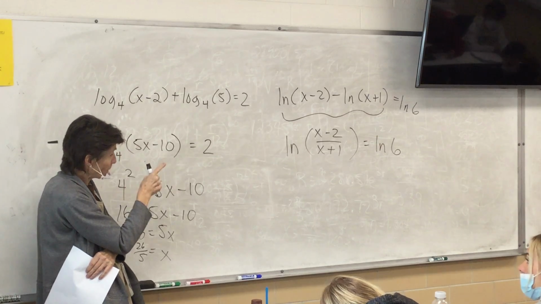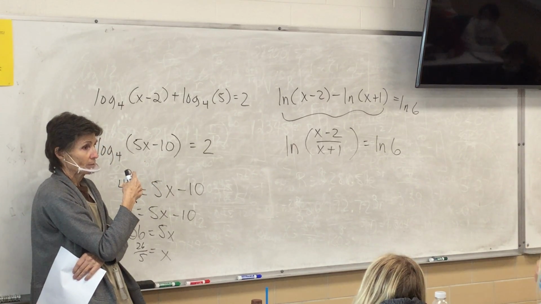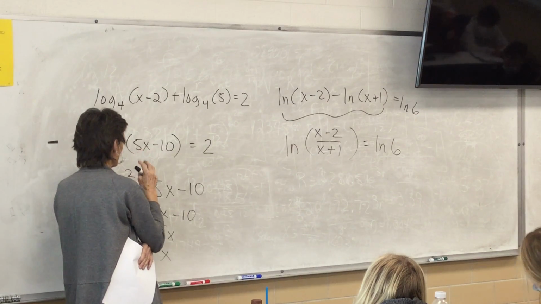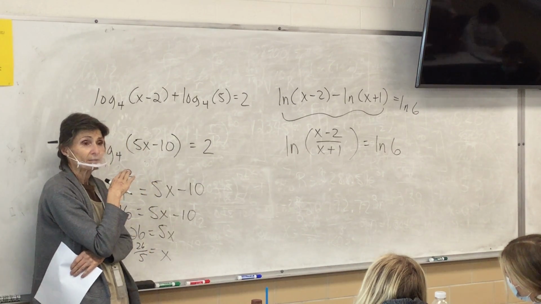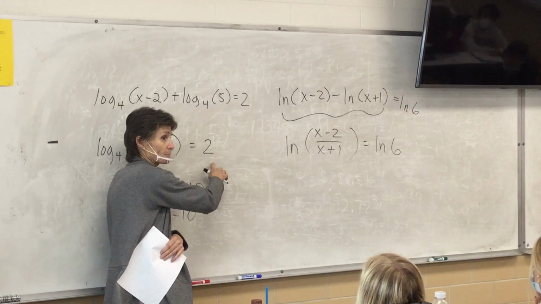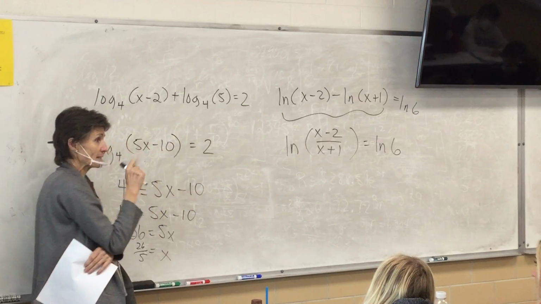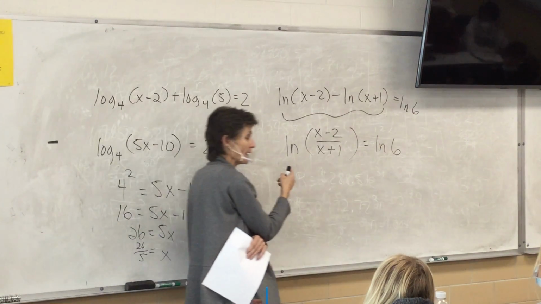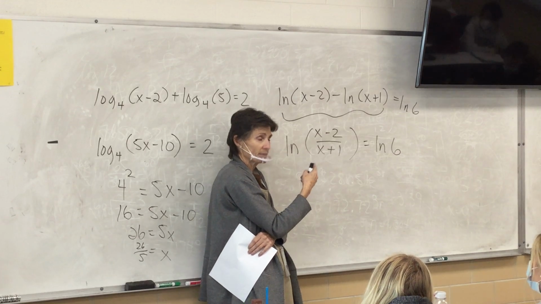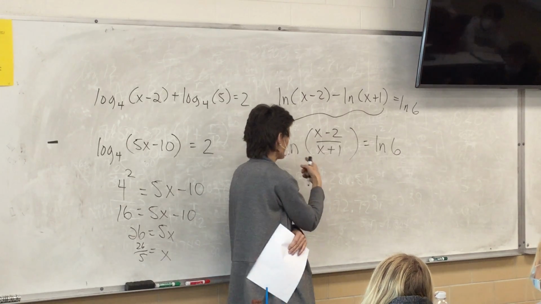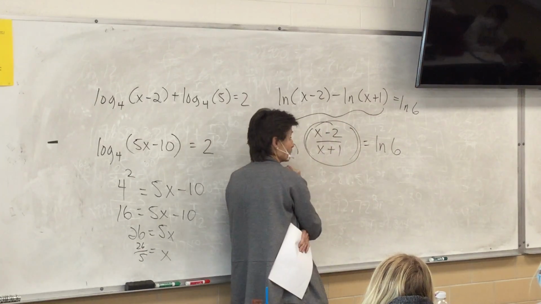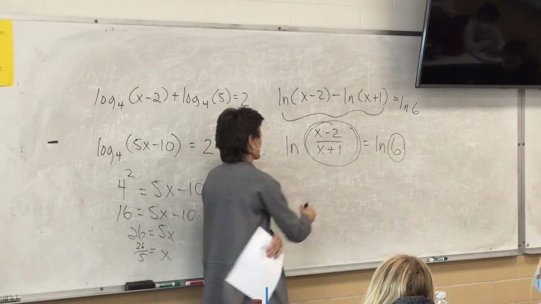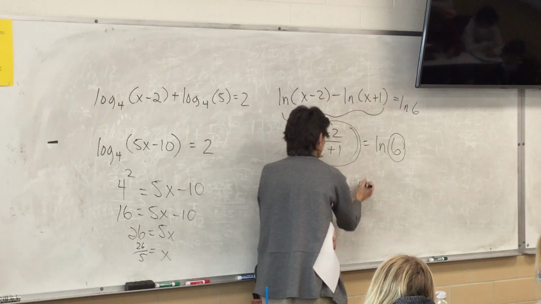Now, that problem is different than this one. This one, after I did my combining, I ended up with a logarithm on just one side. There was no logarithm over here. So I loop-de-loop. That's how I take care of it if I only have one. I loop-de-loop it. That gets rid of it. There's no loop-de-looping going to happen here, folks. This is even easier. Because if ln this equals ln this, don't those things have to equal each other? Yes. So x minus 2 over x plus 1 equals 6.